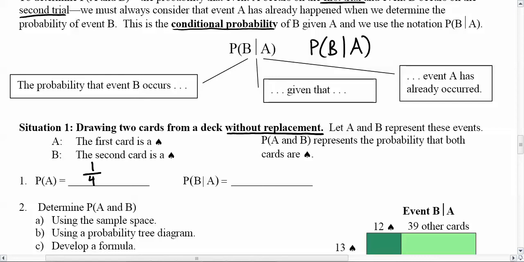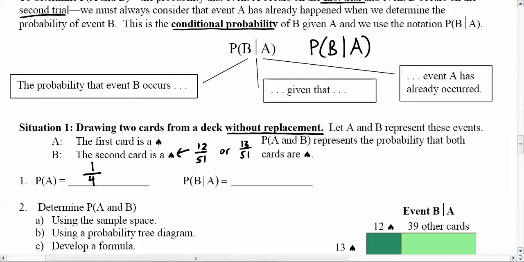So the problem with the second event, the problem with B, is that you don't know if the first card was a spade or not. So you can't actually find the probability of B happening unless you know what happened with A. So the chance that the second card is a spade depends on what happened to the first card. If the first card was a spade, then you'd only have 12 spades left. But if the first card was not a spade, then you'd still have 13 spades left. So it might be 12 out of 51, it might be 13 out of 51.